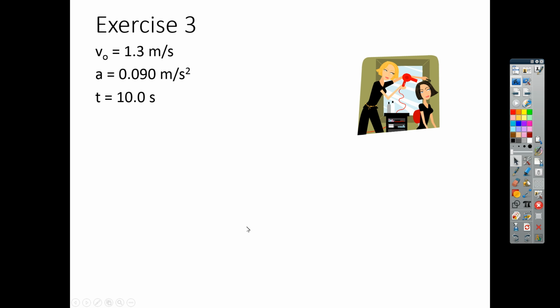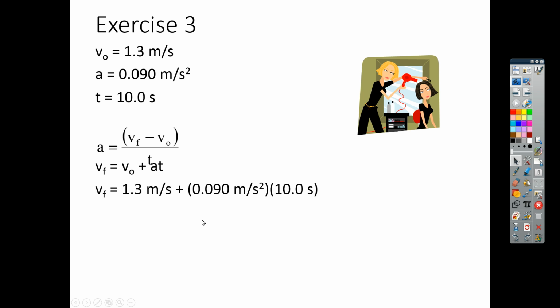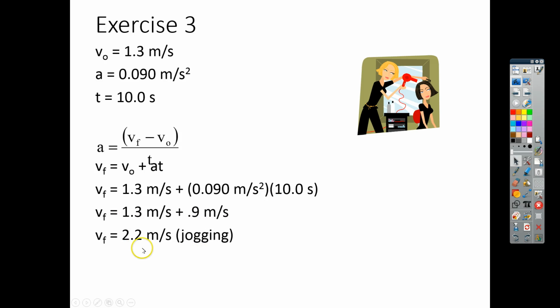Notice in this problem, we don't have displacement. We don't want it. So the equation we want to use again is acceleration is equal to the change of velocity over the change in time. We can rearrange that to what we're more used to. The final velocity is equal to the original plus acceleration times time. Go ahead and plug everything in. Original speed was 1.3, acceleration is 0.09, and the time was 10 seconds. Multiply the two together and then add the two numbers, and you should end up with 2.2 meters per second. And for this problem, that is approximately a jog is what you would see.